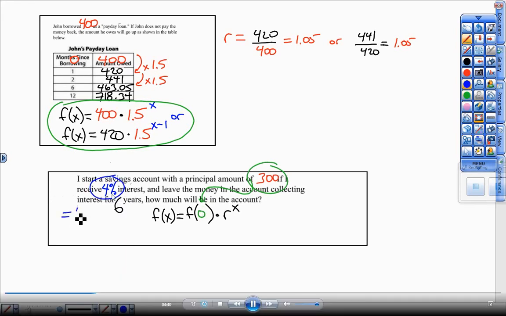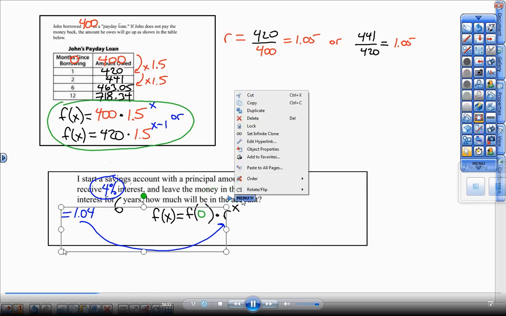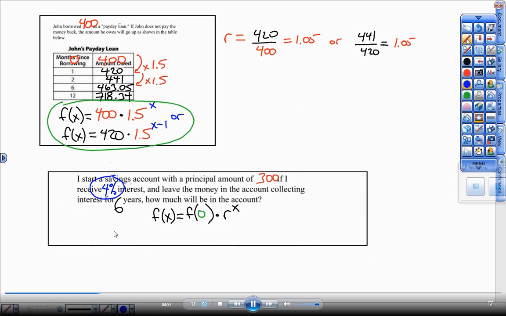4% is written as 1.04. If that was 5%, 1.05. 6%, 1.06. So I put that in the common ratio spot, and I'm going to actually use this one to evaluate it for 6. So first I'm going to write the equation.